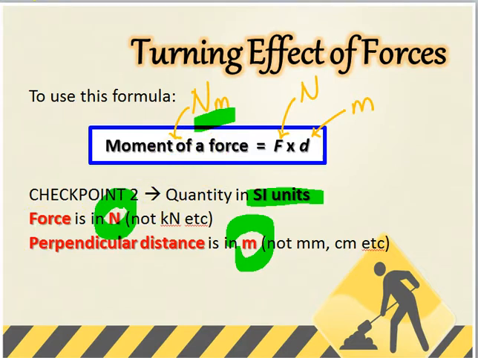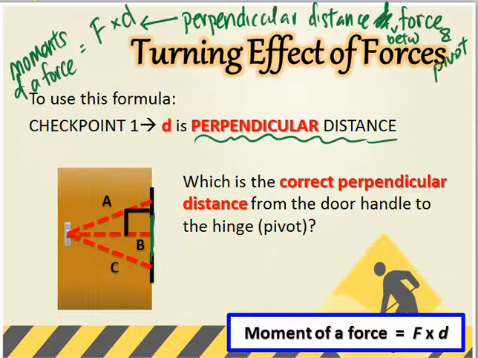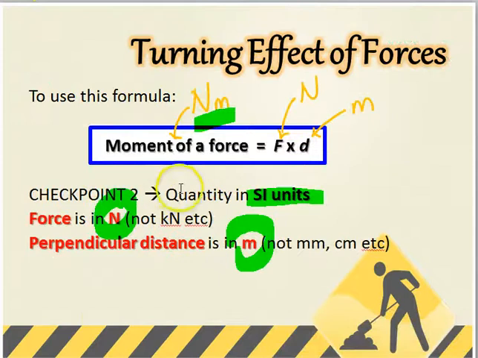Okay, so two checkpoints that we have gone through. We talked about moments being a vector, having both magnitude and direction, with two different directions, clockwise and anti-clockwise. Then we went on to look at the formula, how we can use it, and what to take note of. Always take note that D is the perpendicular distance. The second checkpoint is that all of the units must be in SI units: force in Newton, perpendicular distance in meters. So that's it for this part.